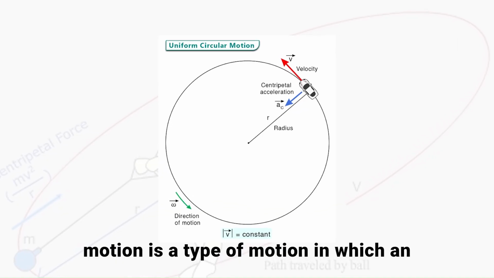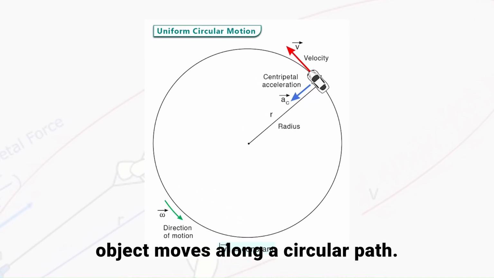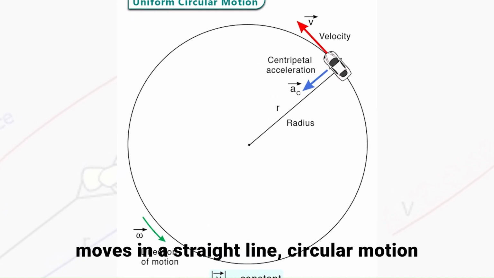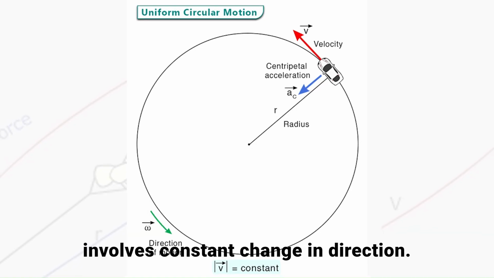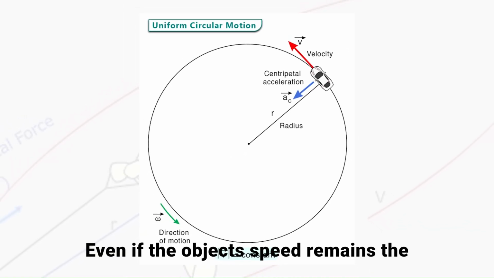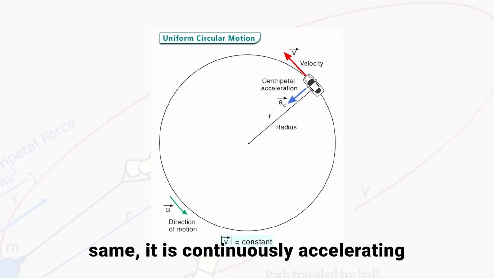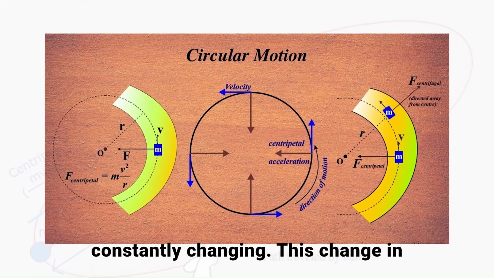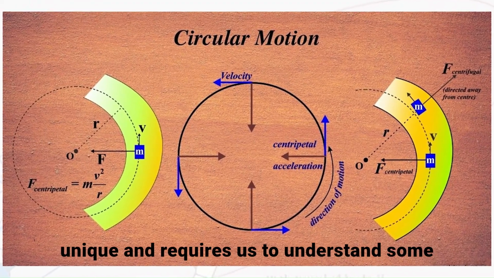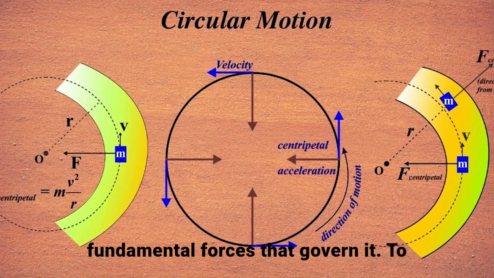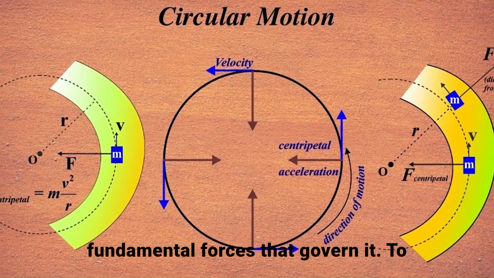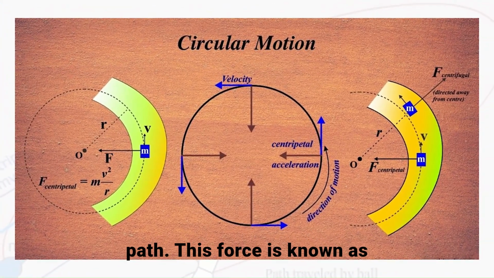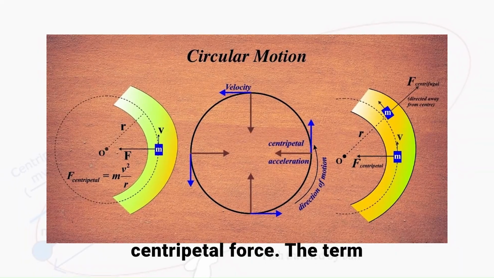Circular motion is a type of motion in which an object moves along a circular path. Unlike linear motion, where the object moves in a straight line, circular motion involves constant change in direction. Even if the object's speed remains the same, it is continuously accelerating because its direction of motion is constantly changing. This change in direction is what makes circular motion unique and requires us to understand some fundamental forces that govern it. To begin with, let's talk about the force that keeps an object moving in a circular path. This force is known as centripetal force.